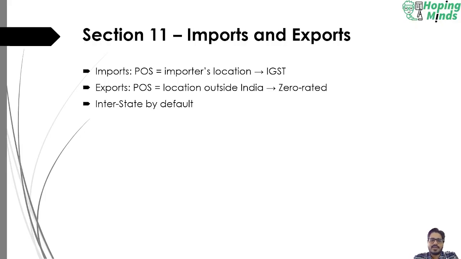Although in international transactions, that is imports and exports, where either the supplier or the recipient is located outside India, the place of supply is generally the recipient's location, but exceptions do exist for services tied to immovable property or performance in India.